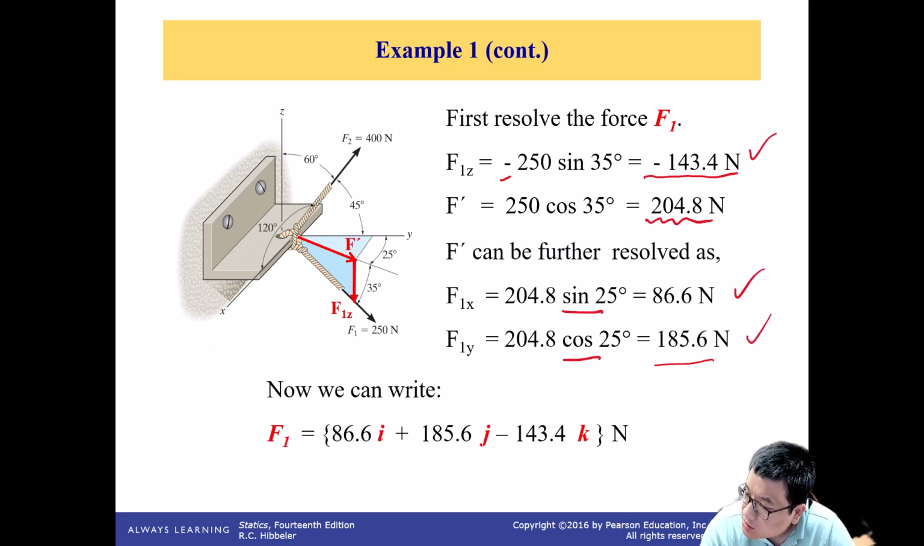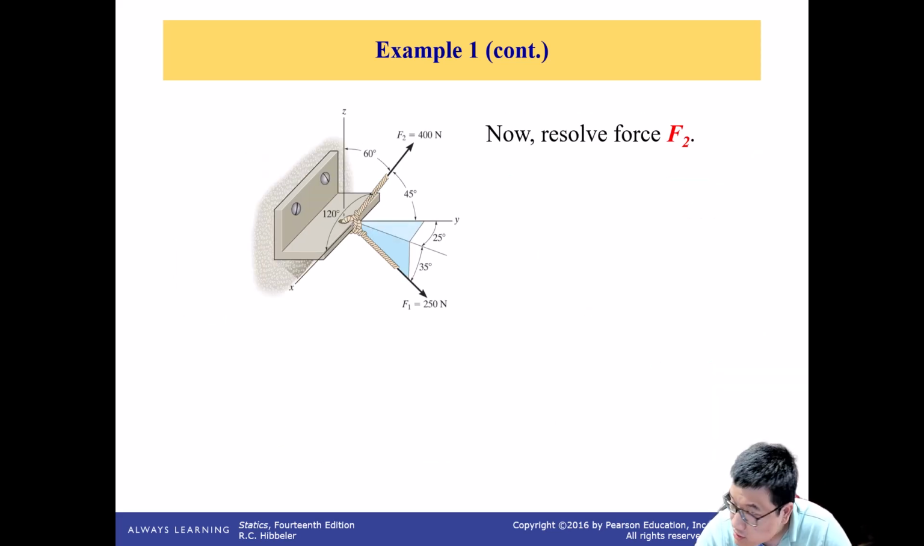After we know F1's components F1z, F1x, and F1y, we can write F1 as 86.6 i plus 185.6 j minus 143.4 k. Please pay attention to the negative sign here. So that's F1. So what about F2?